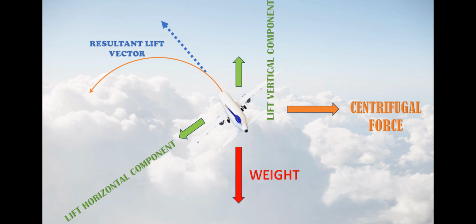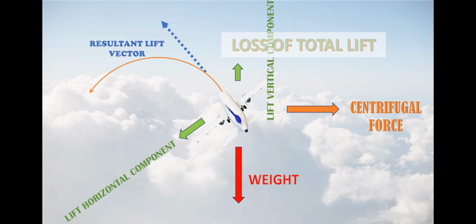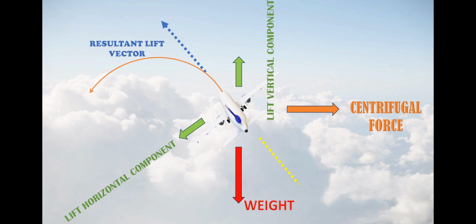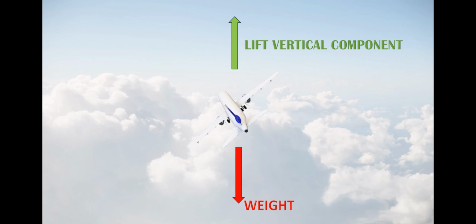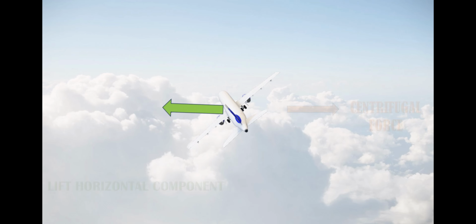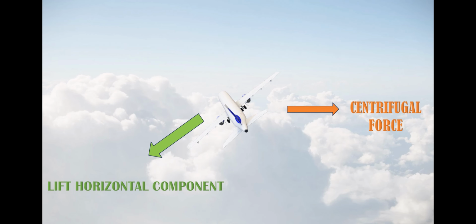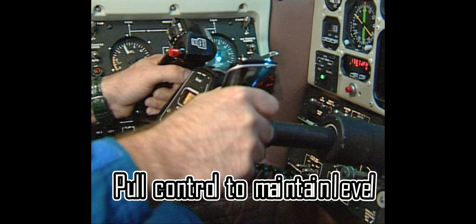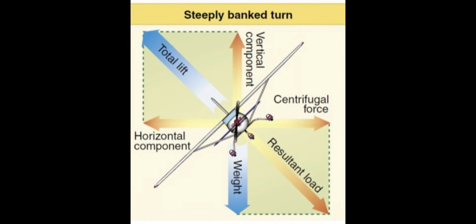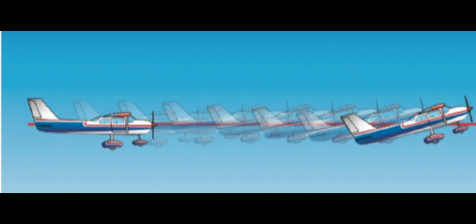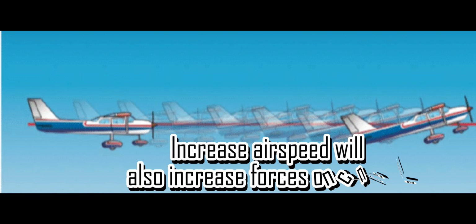A result of these two events is loss of total lift, thus formation of a resultant load vector opposite to the resultant vector of lift. For level flight, the vertical component must counteract gravity or weight, while the horizontal component works to pull the aircraft into the turn, counteracting the centrifugal force. And in order to maintain level flight, the pilot can either: one, pull the control, increasing the angle of attack of the elevator, meaning increased load on the control column, or two, increase airspeed to increase lift, which will simultaneously increase the effect of centrifugal force, also increasing the load on the control column.